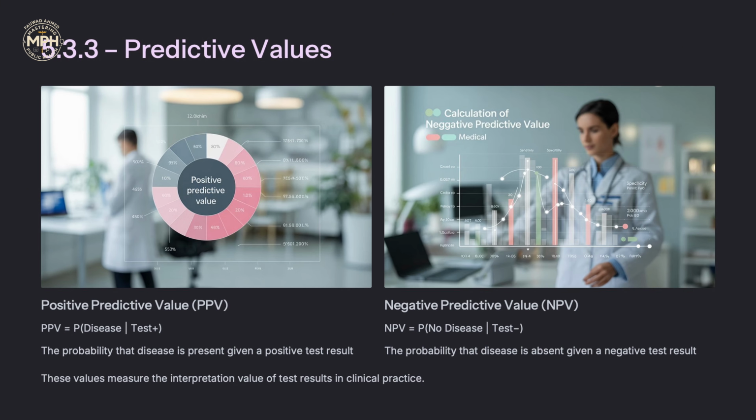Next is 5.3.3, predictive values. Positive predictive value or PPV, the probability that someone has the disease given they tested positive. Negative predictive value or NPV, the probability that someone does not have the disease given they tested negative. These all rely on conditional probability to interpret testing accurately.